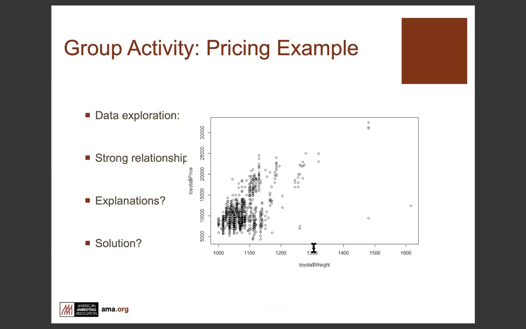Can you see what's going on? The heavier the car, the more the price. Okay, according to your model. That's what mathematics tells you. Does it make sense?